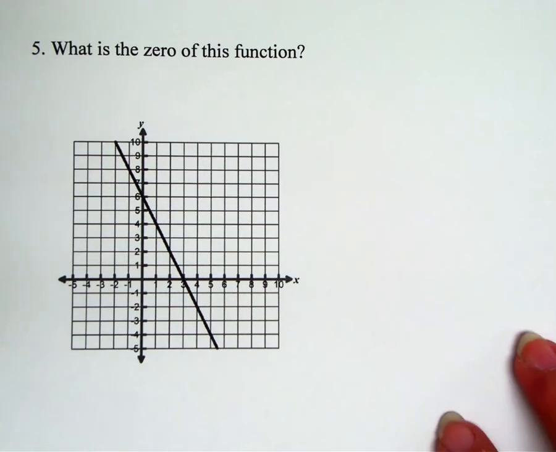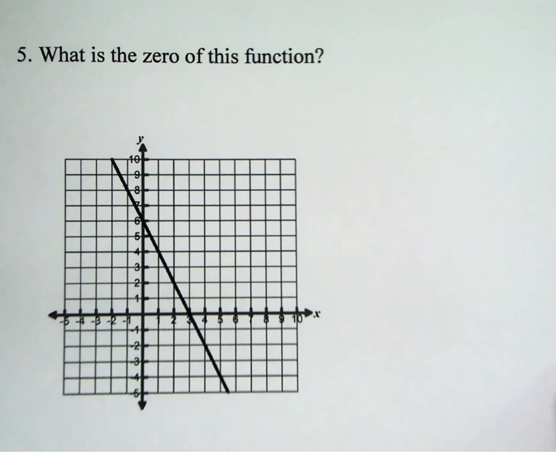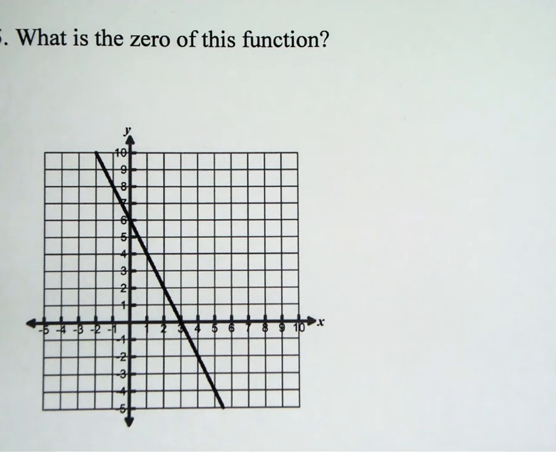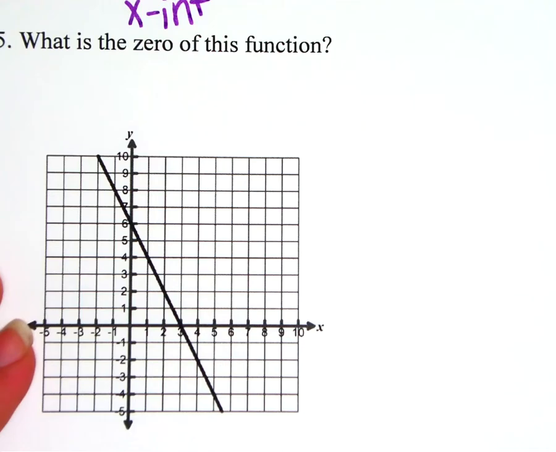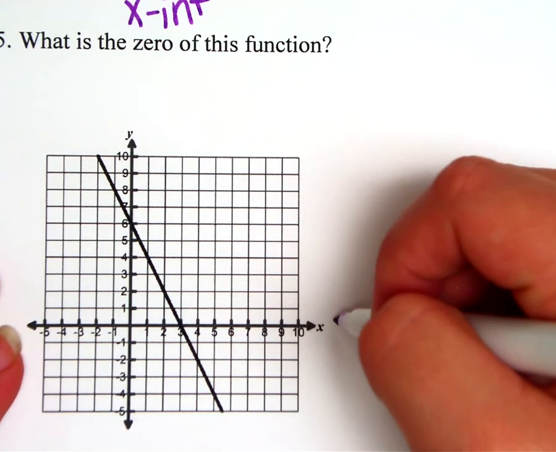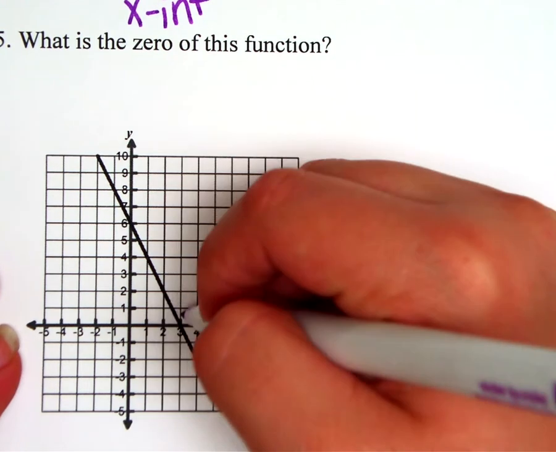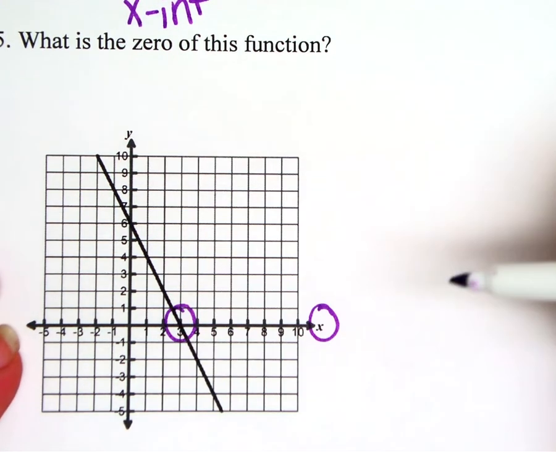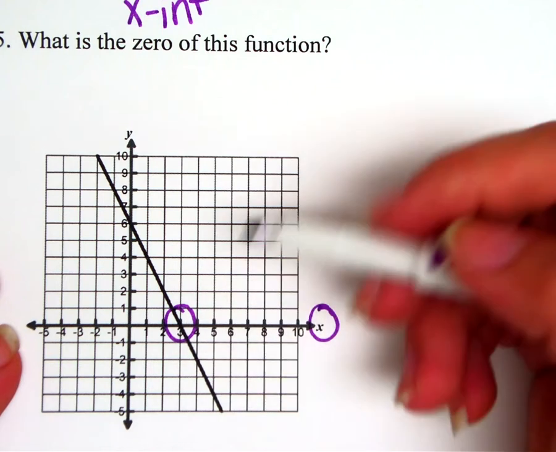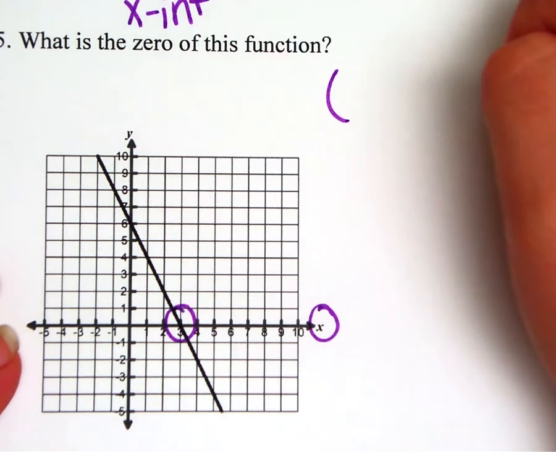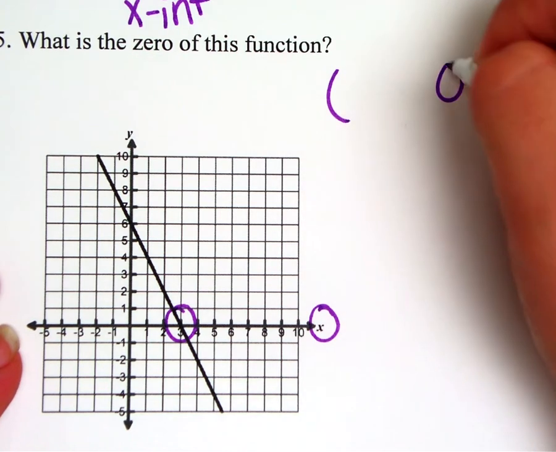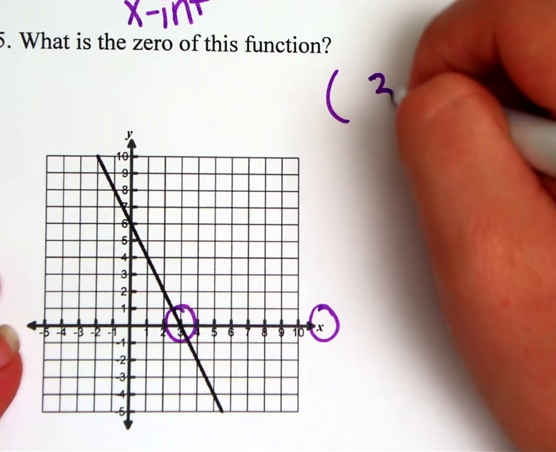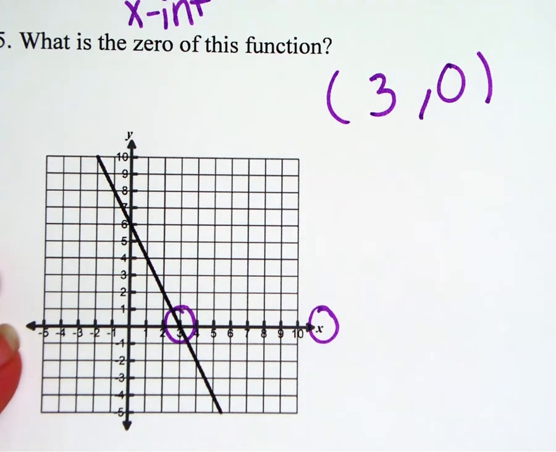Alright, so let me zoom in so we can see this problem. Number 5. It says, what is the 0 of this function? Now 0 is just another way of saying x-intercepts. So it's already even labeled for us, our x-axis right here. All I need to do is figure out what number that is, and that's labeled for us also. So we always write it as an ordered pair. If we're talking about an x-intercept, you have a 0 in the y, and your x is 3. And we're done.